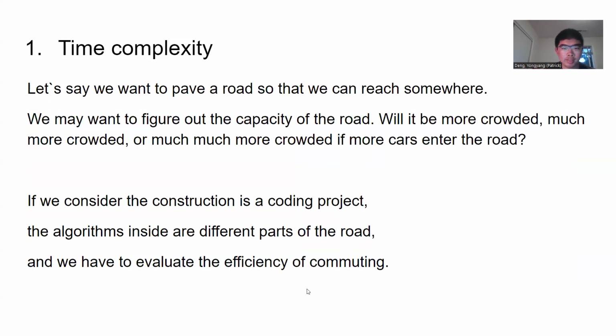So let's say we want to pave a road so that we can reach somewhere, and we want to figure out the capacity of the road. When we have a very large amount of cars on the road and I want to add more cars into the highway, will it just be more crowded or much more crowded? So it relates to the highway's capacity. And for programming, it relates to the time capacity, or let's say order of growth.